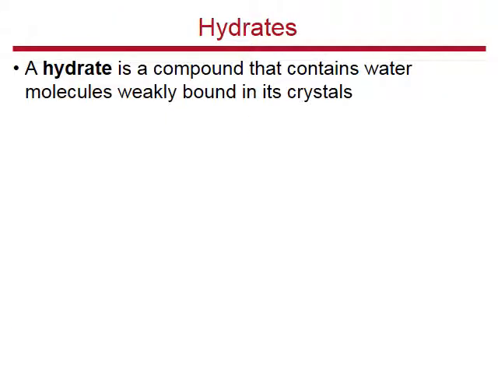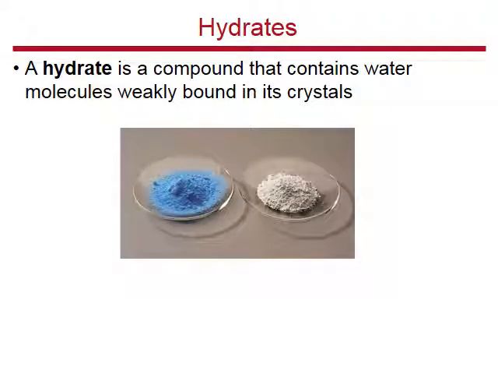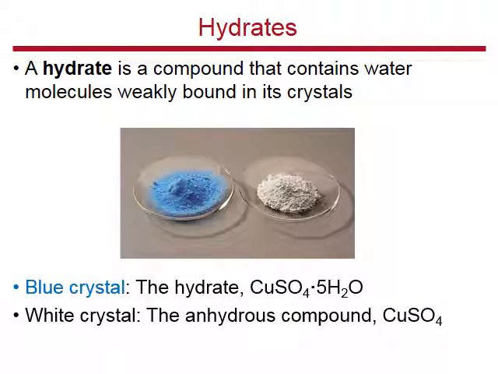Another type of compound is hydrate. A hydrate is a compound that contains water molecules weakly bound in its crystal, and these substances are often obtained by evaporating an aqueous solution of the compound. Let's consider copper(II) sulfate. When an aqueous solution of this substance is evaporated, a blue crystal is formed, in which each formula unit of copper(II) sulfate is associated with 5 water molecules. The formula of the hydrate is written as CuSO4·5H2O, where a central dot separates the copper(II) sulfate and the 5 molecules of water.